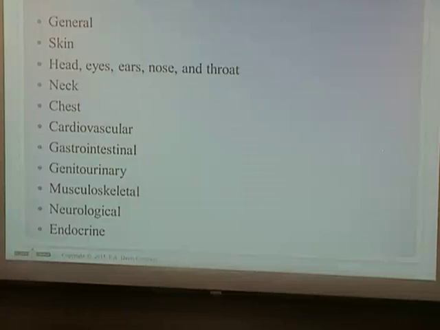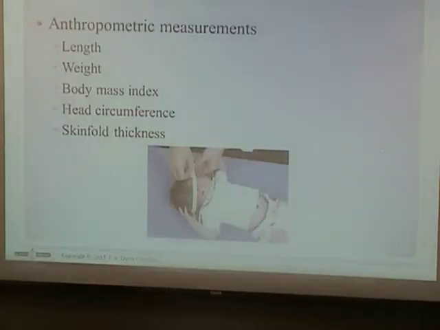All right? General review of systems. Pretty much the same as everything else, right? I'm not going to go over each of them specifically. Health assessment, anthropometric measures.